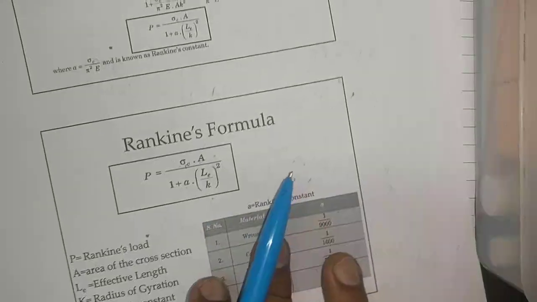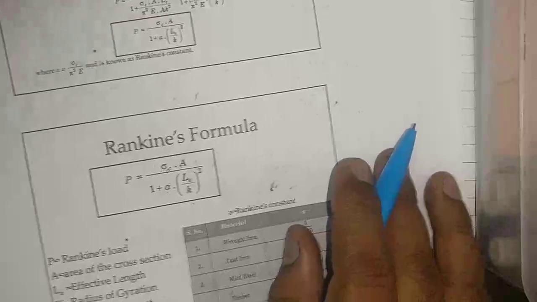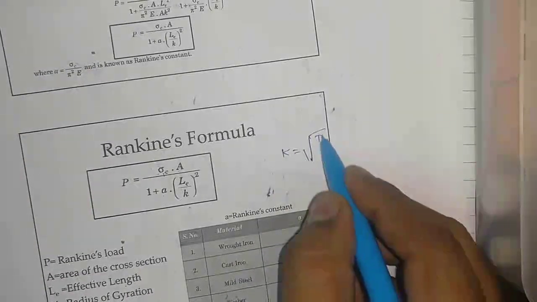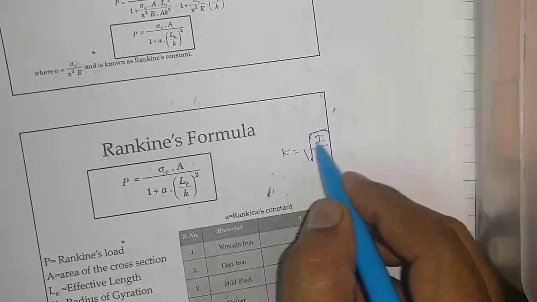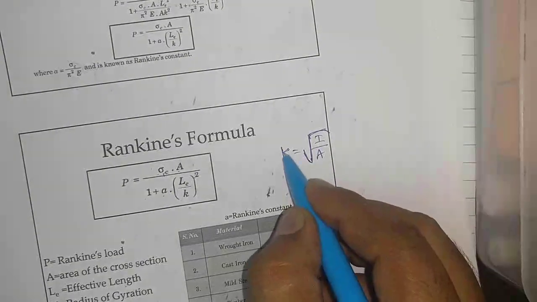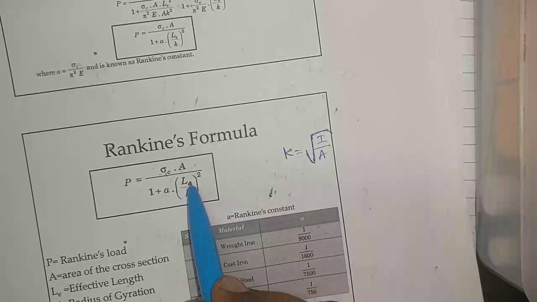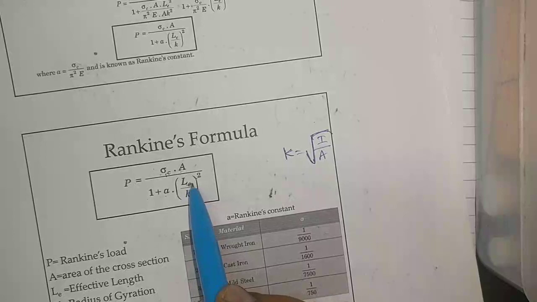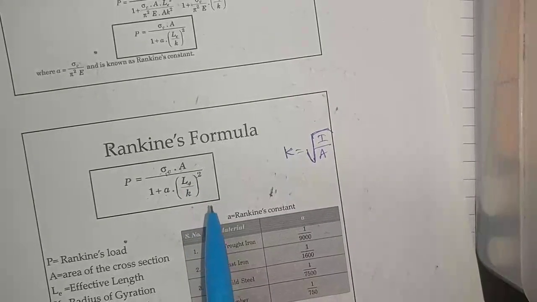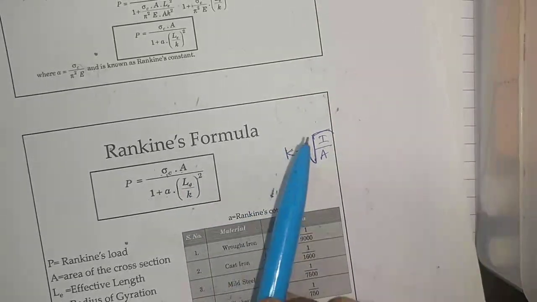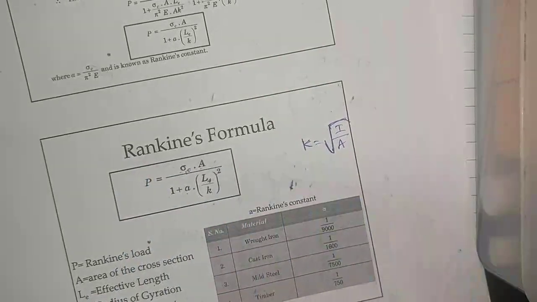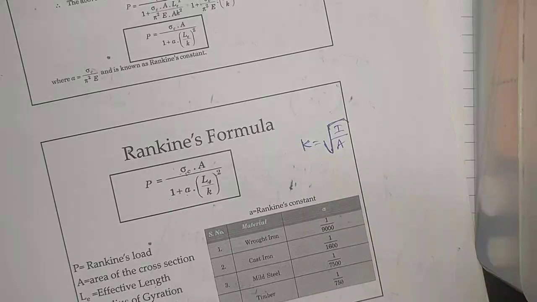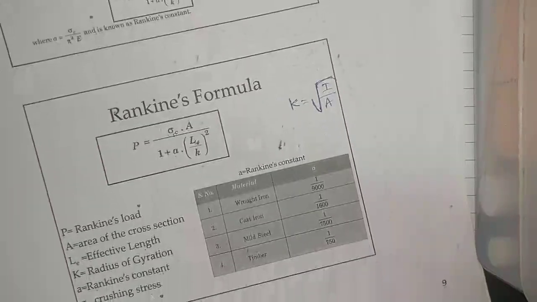And your K value is the radius of gyration. You know what K is? K is equal to under root I by A. See here, LE is not the actual length. LE means effective length. Effective length will be based on your end conditions. So if both the ends are hinged, directly you can use LE is equal to L. Okay. Like this you have to solve the problem based on your end conditions.